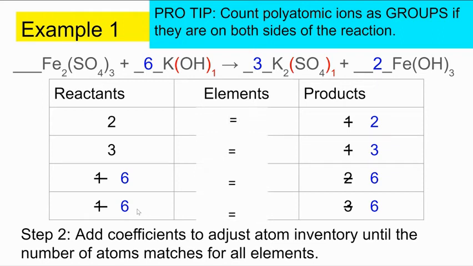And since we have an equal number of atoms and an equal number of groups on both sides of the reaction, our reaction is balanced. We can now say that for every 1 iron 3 sulfate, we need 6 moles of potassium hydroxide to produce 3 moles of potassium sulfate and 2 moles of iron 3 hydroxide.